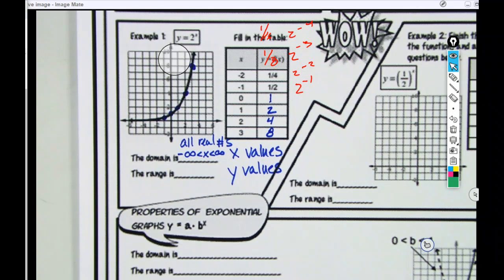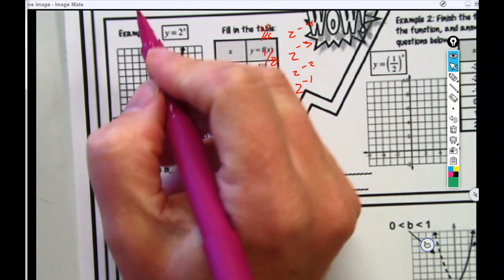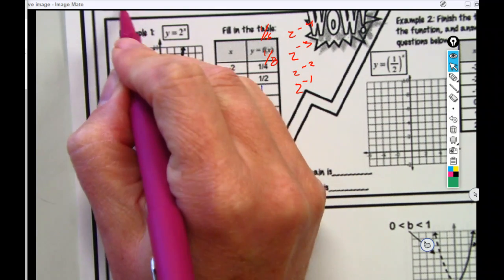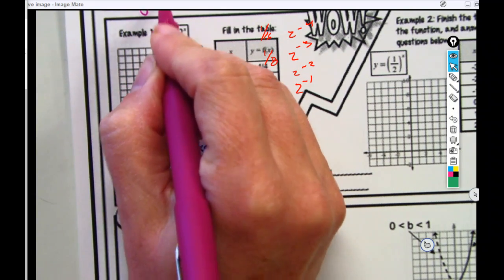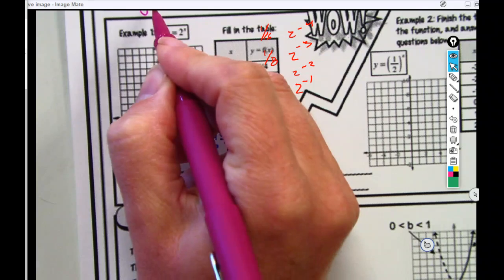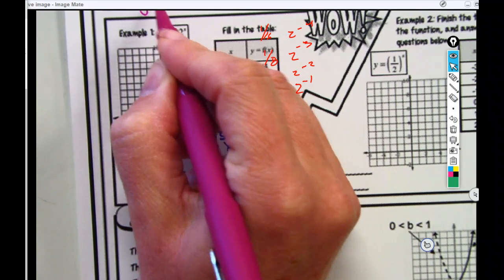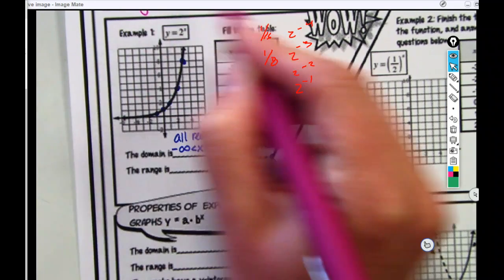So this function actually has what we call an asymptote. And I don't know if you graphed with asymptotes last year or not, because Math 1 isn't something I teach. Does that sound familiar, that vocabulary word? No. All right. So asymptote. Whoops, I left out the P. Let's try that again.